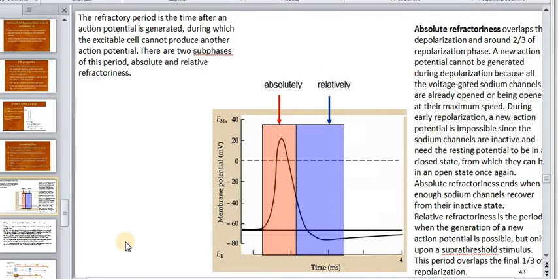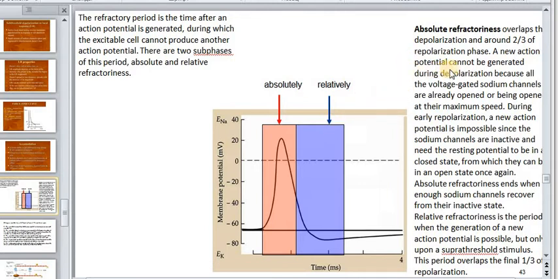Today we will discuss the refractory period. It is the time after an action potential is generated, during which the excitable cell cannot produce another action potential, and there are two sub-phases of this period. Absolutely refractory and relatively refractory. Absolutely refractory covers the depolarization and around two thirds of the repolarization phase.